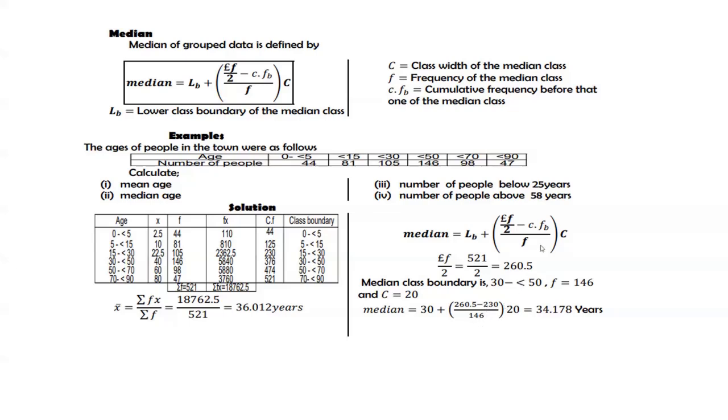Divided by 146. 146 is the frequency of the median class. The median class we said is 30 to less 50, so the median class is around there, and that is 146. So multiply by the 20, then you'll have your median, 34.178 years. So that is how you can calculate the mean and calculate the median. Of course, that was our major focus given grouped data.